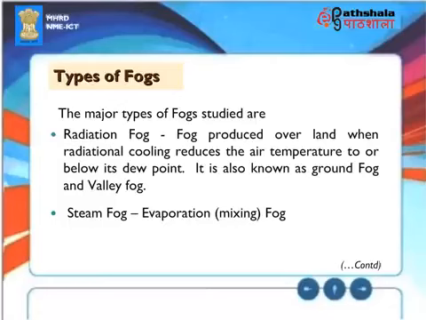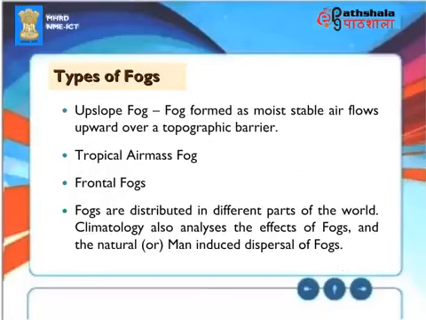Types of fogs. The major types of fog studied are radiation fog, fog produced over land when radiational cooling reduces the air temperature to or below its dew point. It is also known as ground fog and valley fog. Steam fog, evaporation mixing fog. Upslope fog, fog formed as moist, stable air flows upward over a topographic barrier. Tropical air mass fog. Frontal fogs.